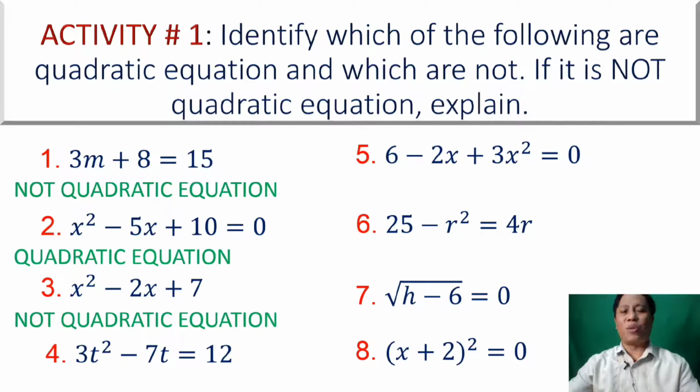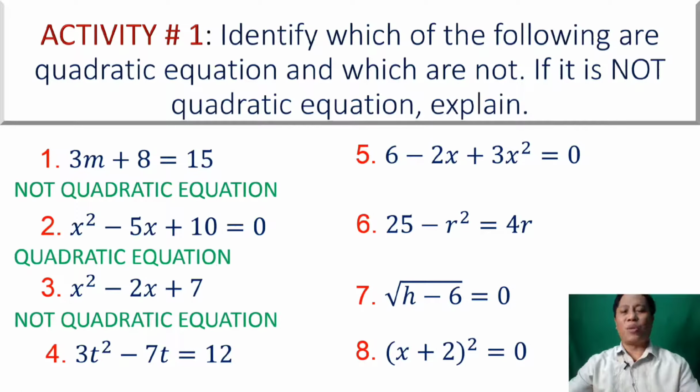How about number 4? 3t squared minus 7t equals 12. Is this a quadratic equation? Yes, this is a quadratic equation. However, it is not written in standard form. But if we write that in standard form, we can write it in this way.